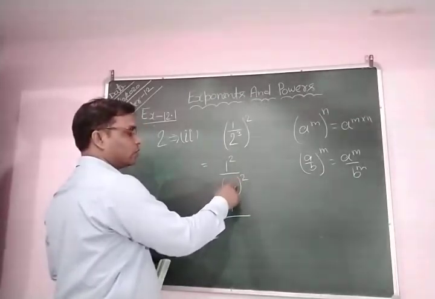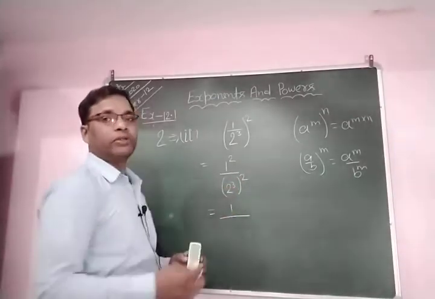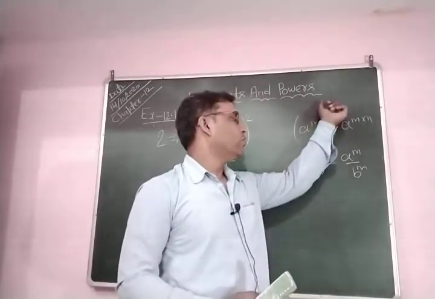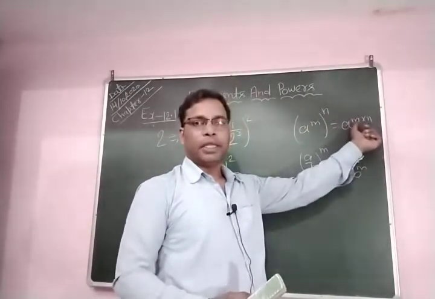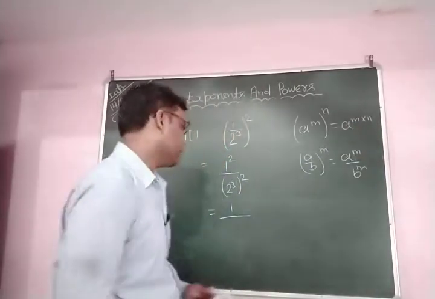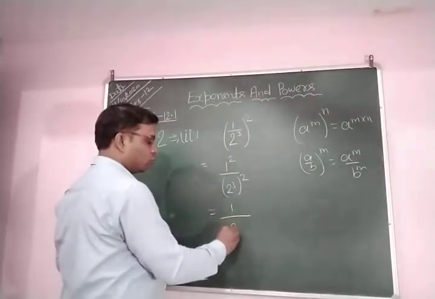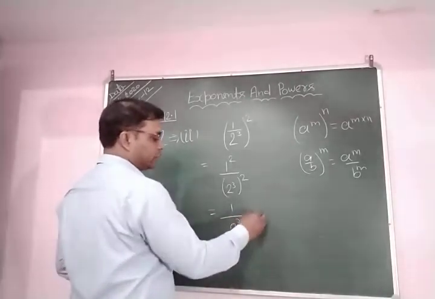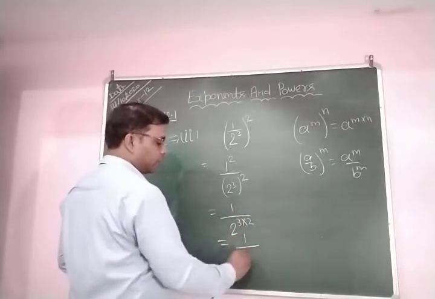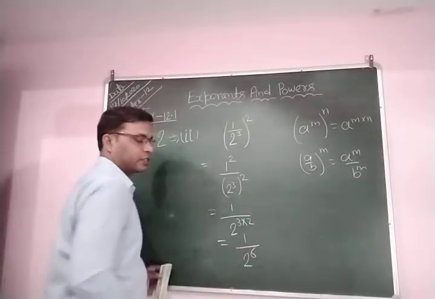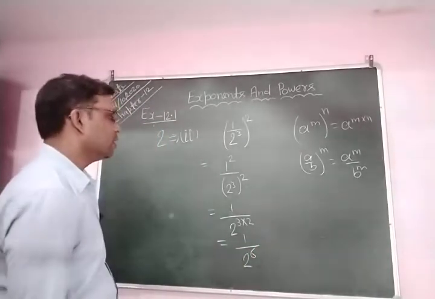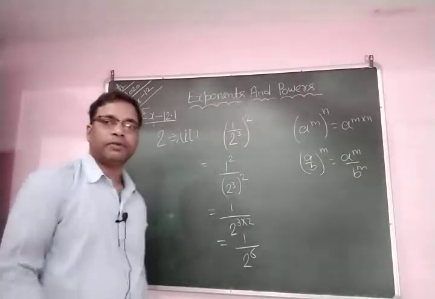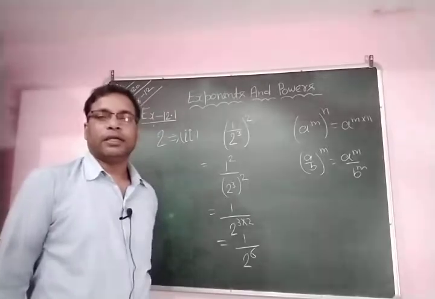Again, 2 power 3 whole power 2. Then you apply this law of exponents: a to the power m whole power n is a power m into n. So you can write 2 power 2 into 3. This is equal to nothing but 1 by 2 power 6. So students, I hope all of you understood this question.